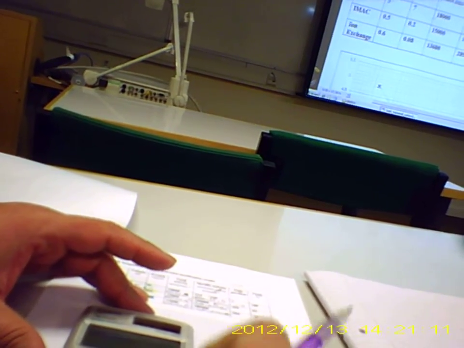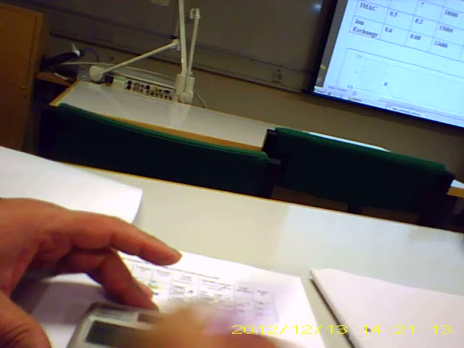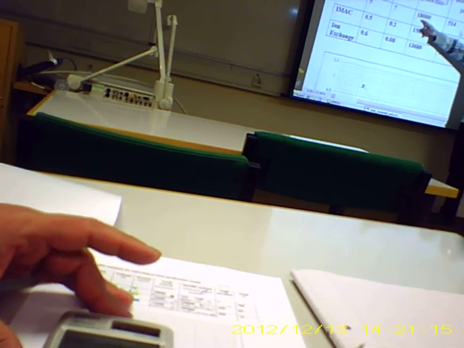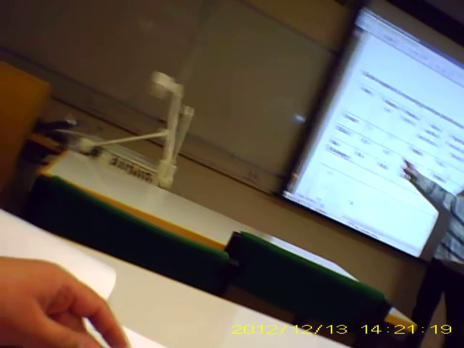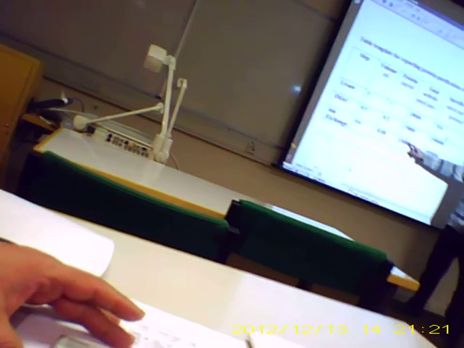Then we get the total activity from here and take the percentage of the total activity at each step. So we divide this by this and multiply by 100. And we get 83%.